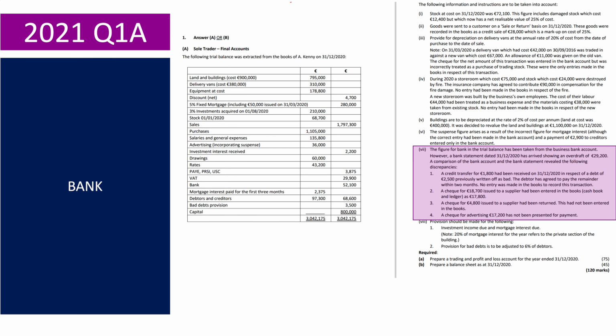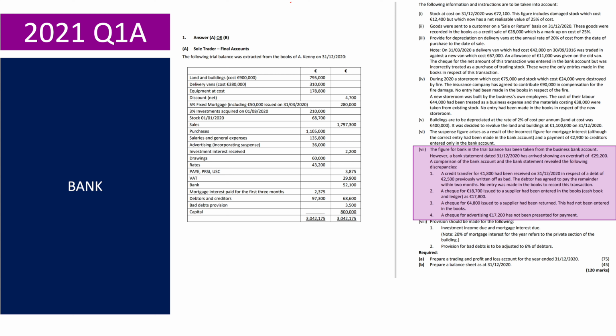So here's the 2021 Question 1A, all right? And you see here, it is adjustment number 7. It says the figure for bank in the trial balance has been taken from the business bank account. However, a bank statement dated the 31st of the 12th, 2020 has arrived showing an overdraft of €29,200. A comparison of the bank account and the bank statement revealed the following discrepancies.